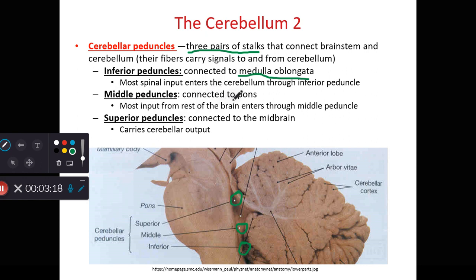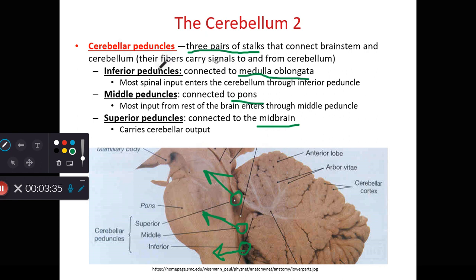The middle peduncles are connected to the pons, the middle part of the brainstem. And the superior, as you would have guessed, are going to be connected to the midbrain. So from top to bottom, superior to inferior, they connect to different parts of the brainstem, which we talked about in our previous lecture recording.